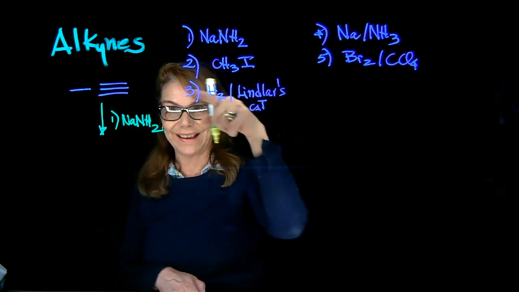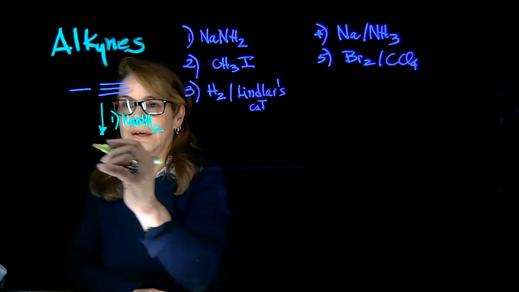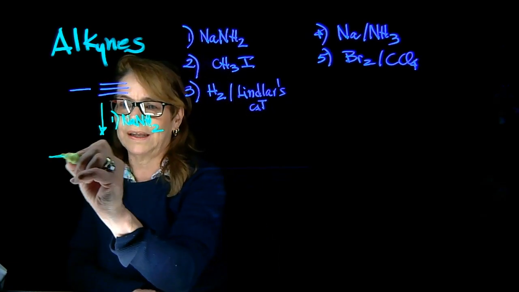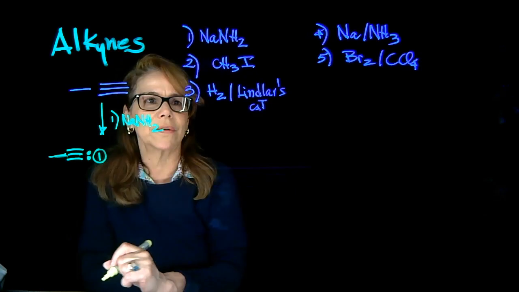So as we know, that's a terminal alkyne. That's a very strong base and will be used to make an alkynate anion. So that's my first step.